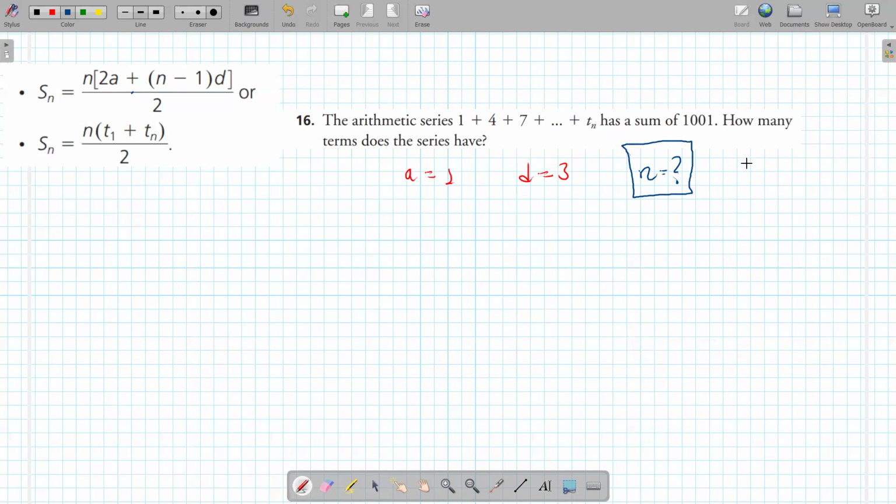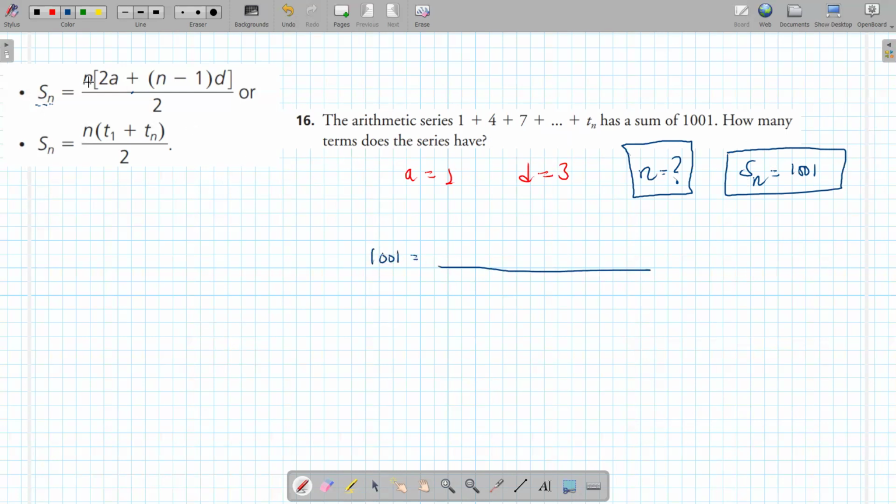But we do know something. How would you denote 1001? S. So that's going to be Sn is 1001, okay? Because we're given A and D, I'm going to use the top formula. So Sn, we're going to replace Sn with 1001.